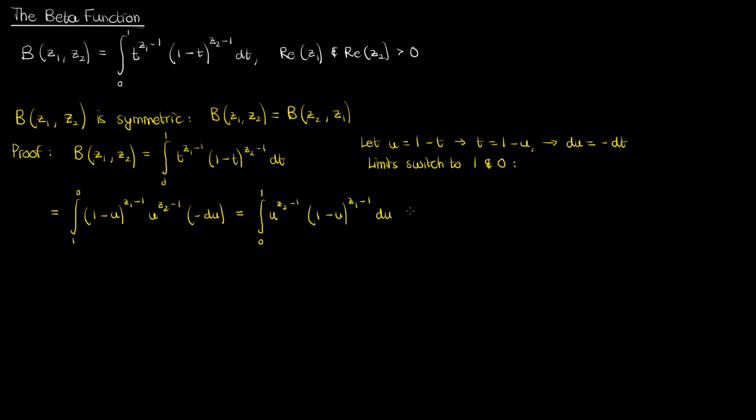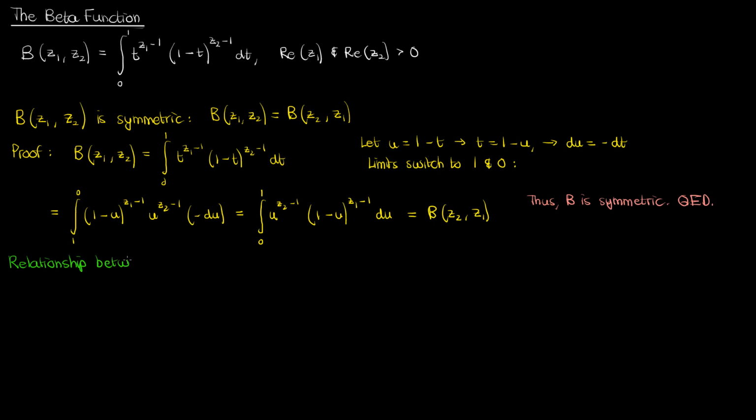And does this look familiar? Well, it should, because this is just the definition of the beta function of z2 and z1. We've got the power involving z2 attached to the variable u, and the power involving z1 attached to the variable 1 minus u. This is just the beta function of z2, z1. So we've shown that the beta function of z1 and z2 is the same as the beta function of z2 and z1, making the beta function a symmetric function.